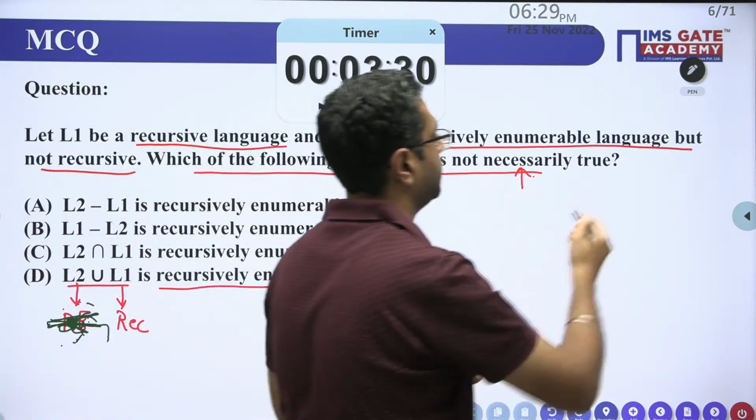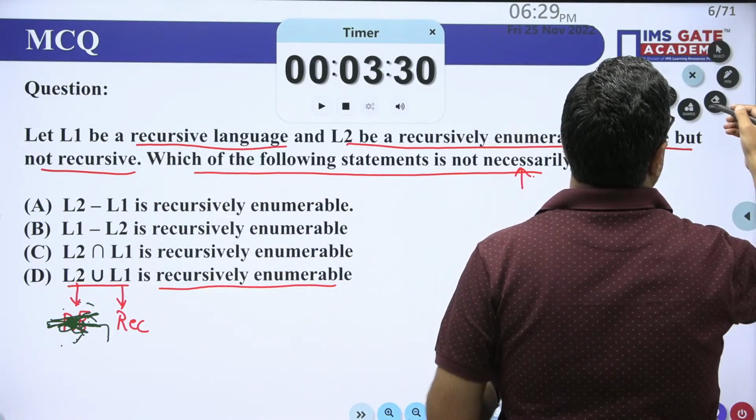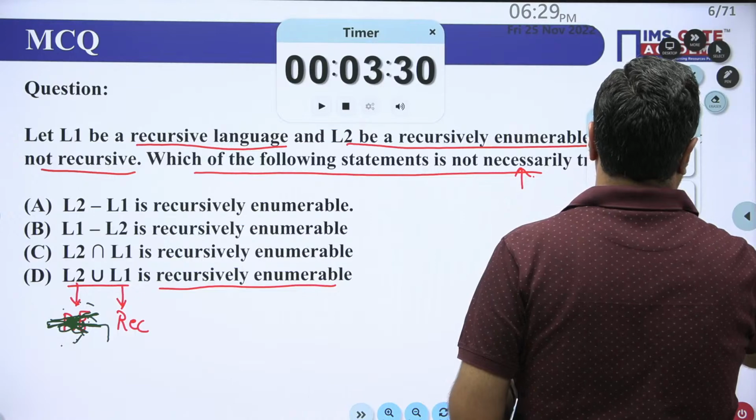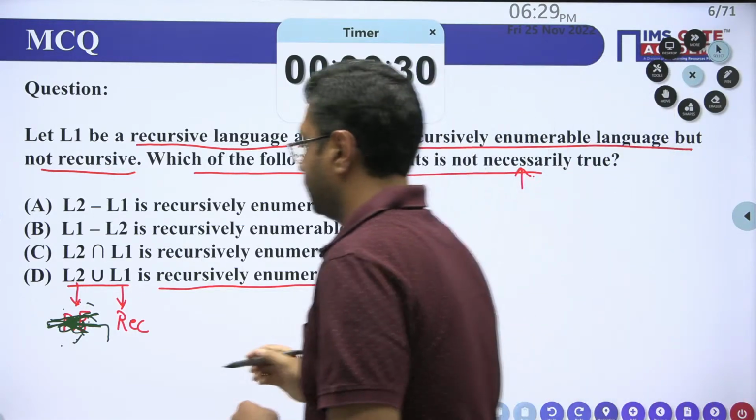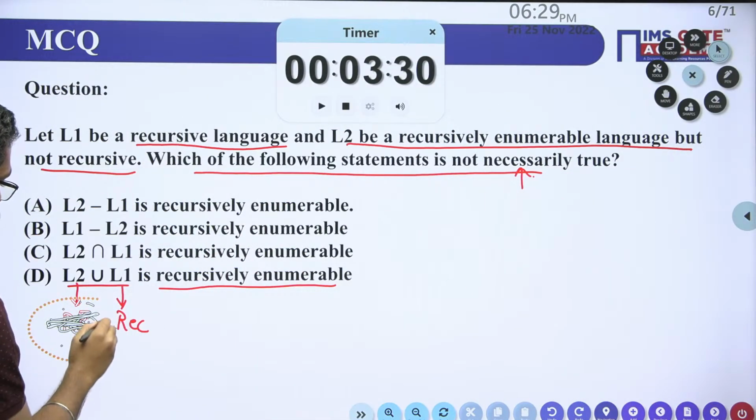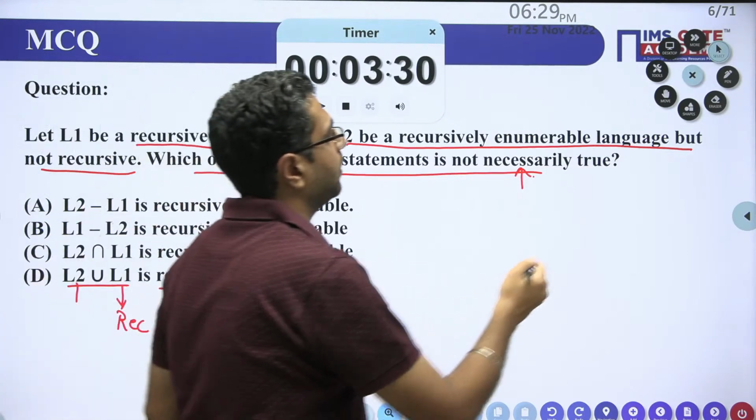The pens are not working. Let me check with the eraser. Okay. Right, so I'll go back to the pen.